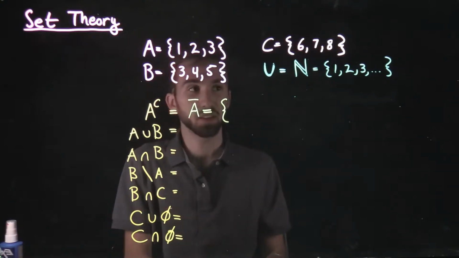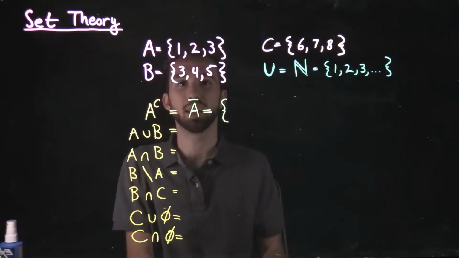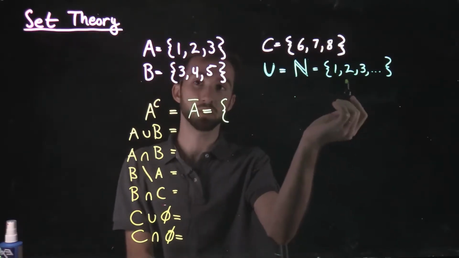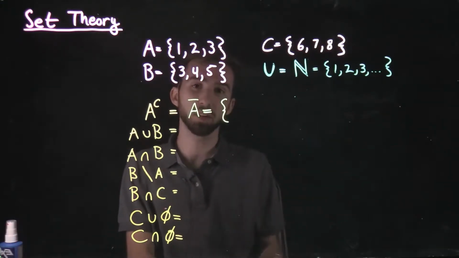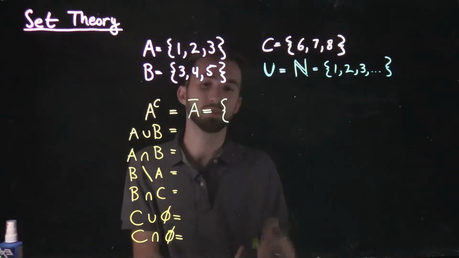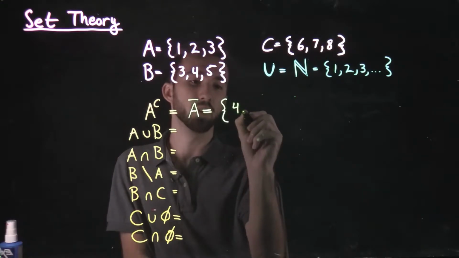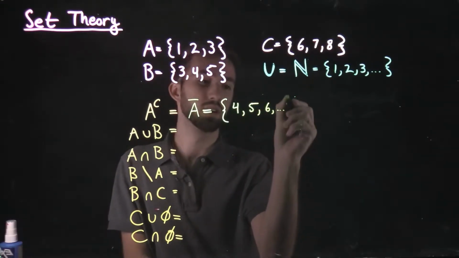Well, it's everything in our universal set, natural numbers, that is not inside of A. So, well, it can't be 1 because 1's inside of A. Can't be 2 because 2's inside of A. Can't be 3 because 3 is inside of A. But that's the entirety of A, and, well, our universe just goes off to infinity. So really it's 4, 5, 6, off to infinity.